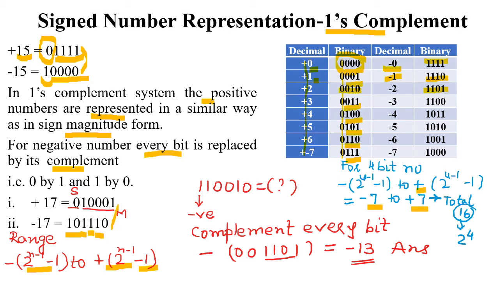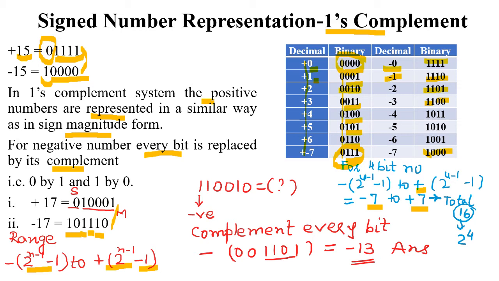Again, for minus 3, the 2 zeros are replaced by 2 ones, and the 2 ones are replaced by 2 zeros. So you have to complement each and every bit to find the negative value of the number. For minus 7, plus 7 is 0111, so minus 7 becomes 1 for the 0 and triple 0 for the triple 1, so it is 1000, which is equivalent to minus 7.